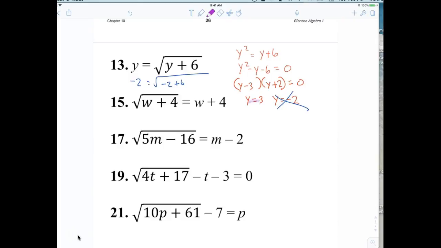So the only solution is what? Y equals 3. And if you plug that in, does 3 equal the square root of 3 plus 6? Yes. Square root of 9 is 3.